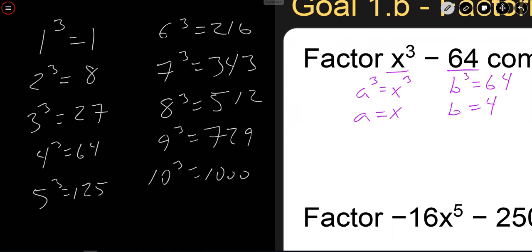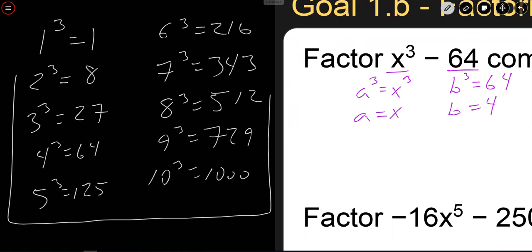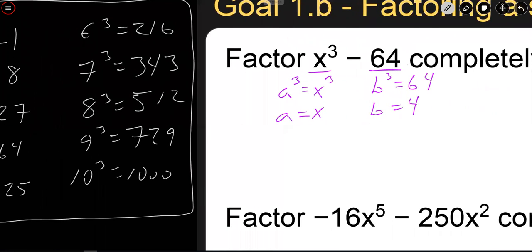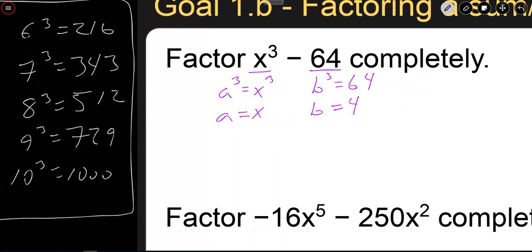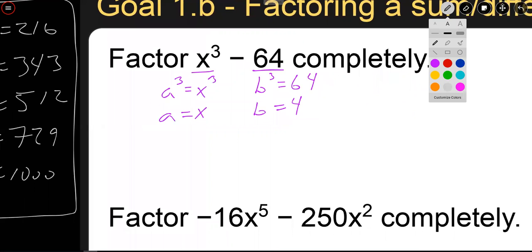You don't have to memorize these, but it is helpful to have a little chart or some kind of table that you've made that has these for reference. Because if you don't recognize a third power, then you might miss out on being able to factor a difference or a sum of cubes. So I've got my a and b values. Once I've got my a and b values, I can factor this quite quickly.